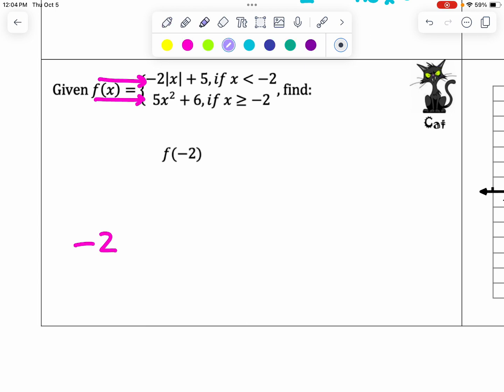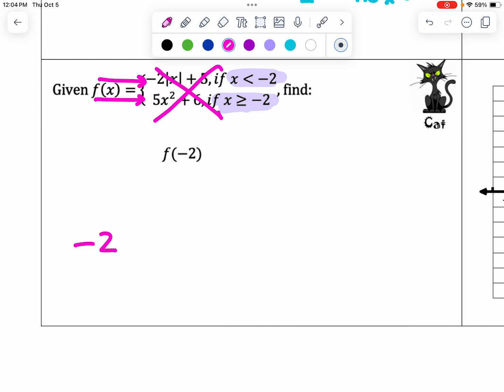And that's where these restrictions are so important. Normally we look at the equation first, but try not to. First, look at the restriction, because this will tell you which equation to choose. So they want you to input -2. You have to think of x as the input. So the input that we have is -2.